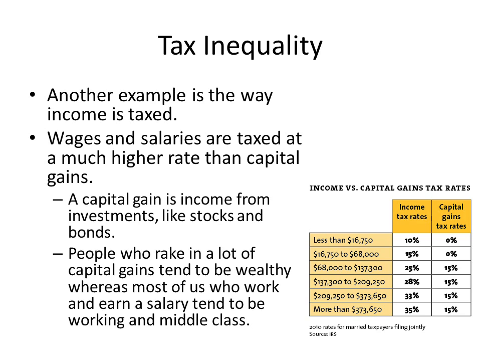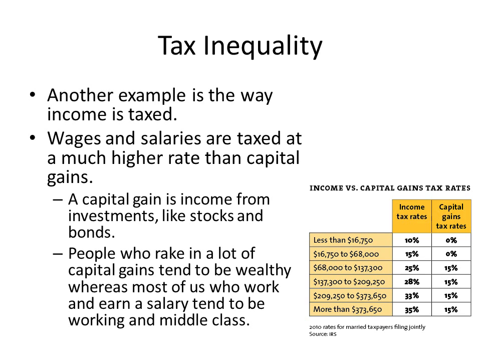Another example is how tax is applied to different kinds of income. So wages and salaries are taxed at a much higher rate than capital gains. Now, what is a capital gains? A capital gains is income from investments like stocks and bonds. And people who rake in a lot of capital gains tend to be very wealthy, whereas most of us, especially those of us in the working classes and the middle classes, tend to work for a salary.